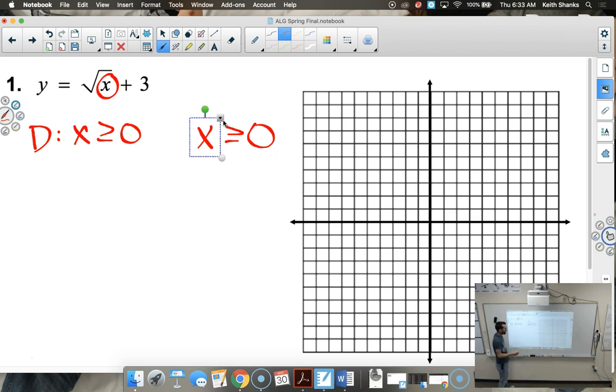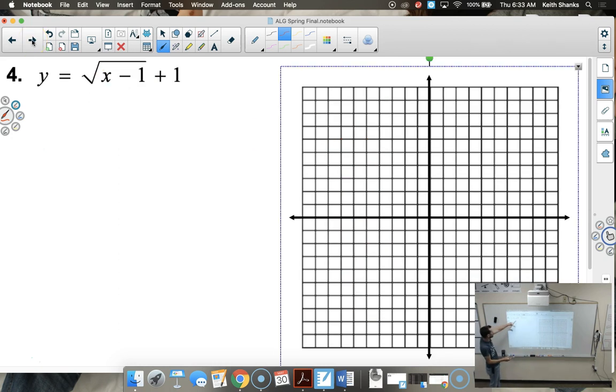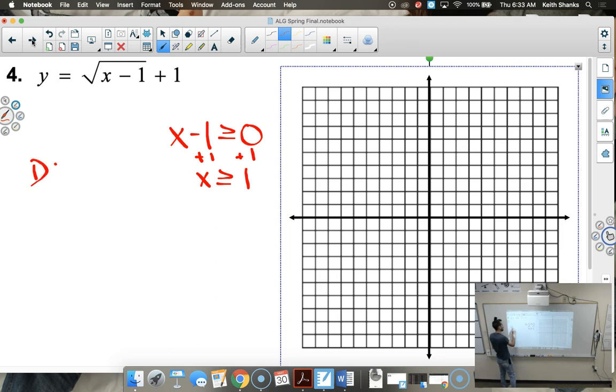I can't get negative values. That means there's going to be nothing on this side of my graph here. Okay, we need to do another one really quick to show you. This one has a -1. So I would ask myself, what value for x is going to make this greater than or equal to 0? Well, I would just add 1 to both sides. And there would be my domain. My domain is that x has to be greater than or equal to 1.